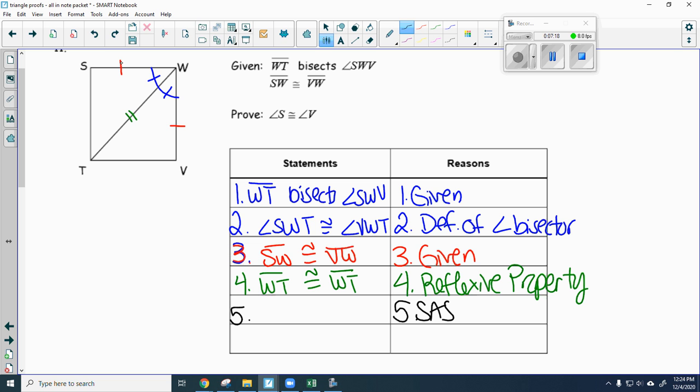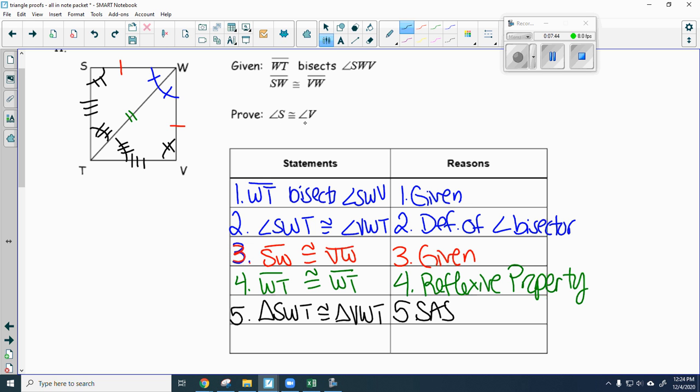So I'm going to call the first one SWT. Triangle SWT. Make sure you don't put angle there. Congruent to triangle VWT. Again, on your own, you definitely have some other options here. Just make sure all the pieces match up appropriately. And then remember, what we could do at this point is we could mark all the other stuff congruent that we haven't already marked.